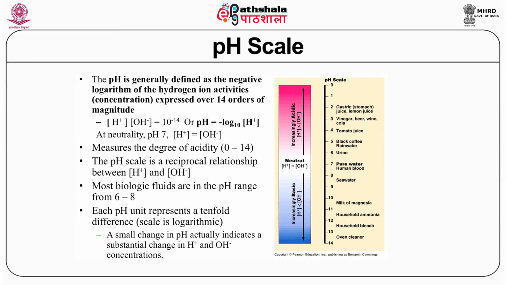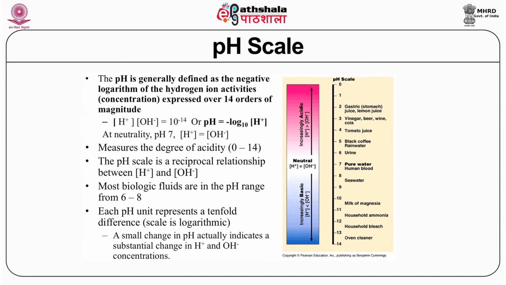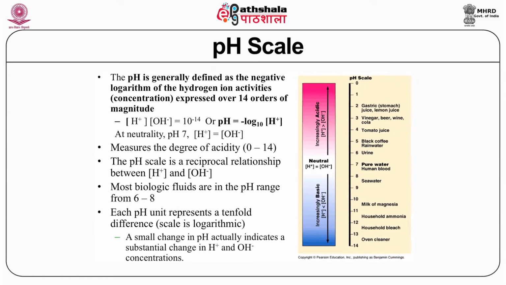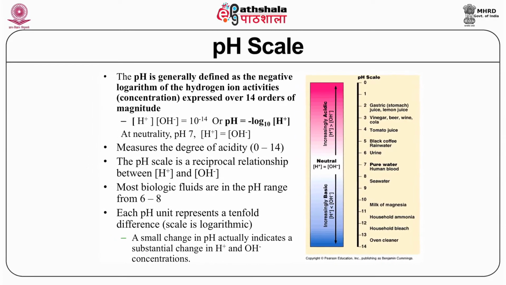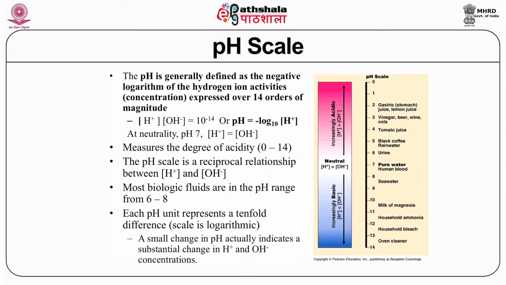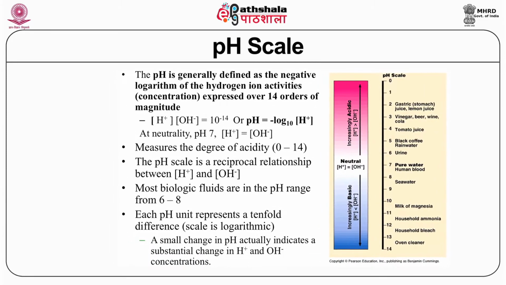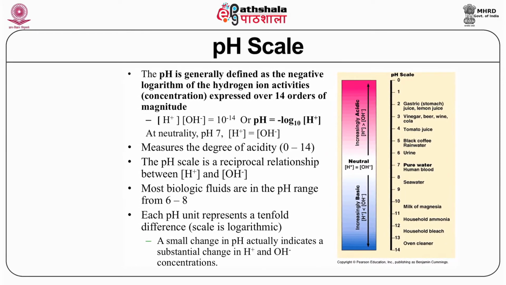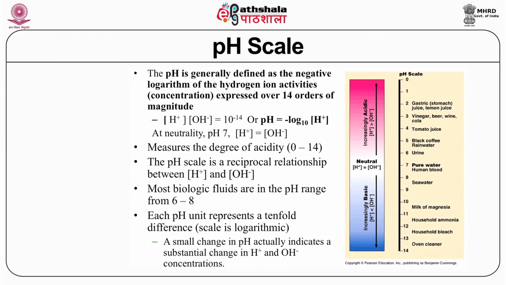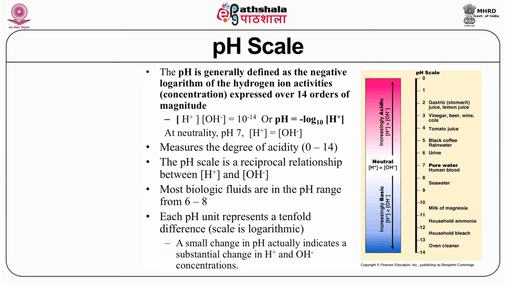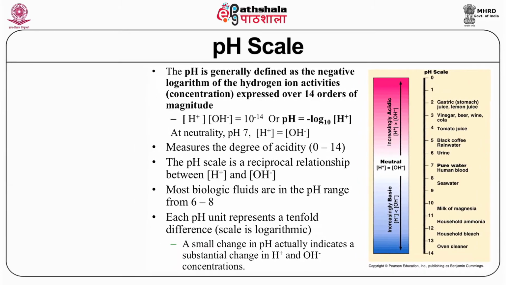Now a small change in pH indicates a substantial change in hydrogen ion concentration and hydroxyl concentration. So the pH is indicative because it is a logarithmic scale. It tells you how much the concentration changes. You should be able to know, if the pH is given, how much the hydrogen ion concentration is, and conversely, if the hydrogen ion concentration is known, you should be able to know the pH.